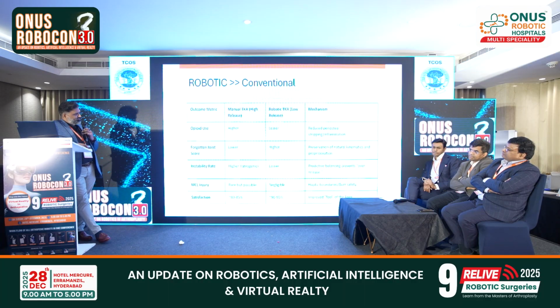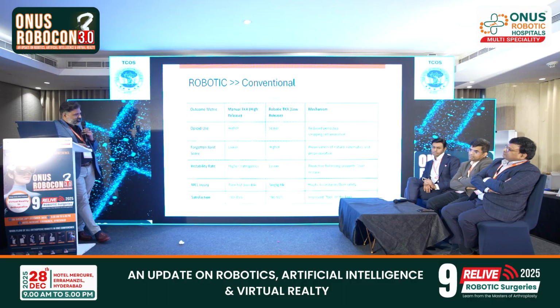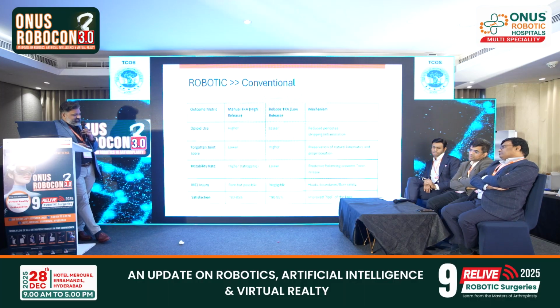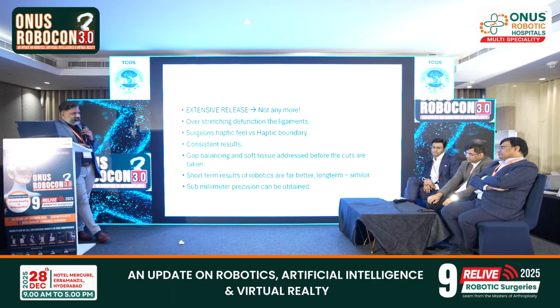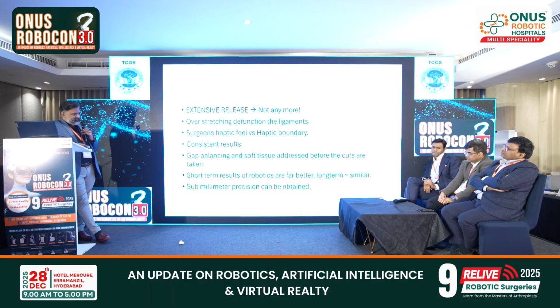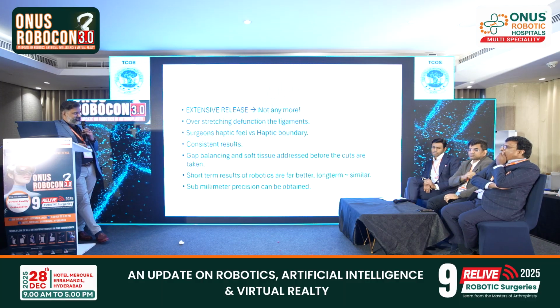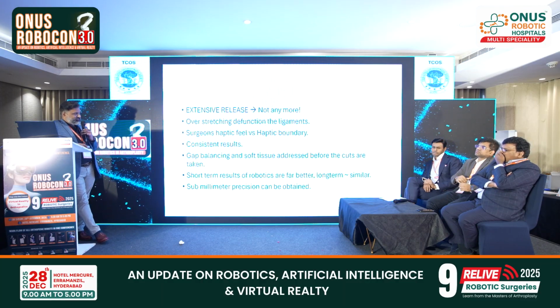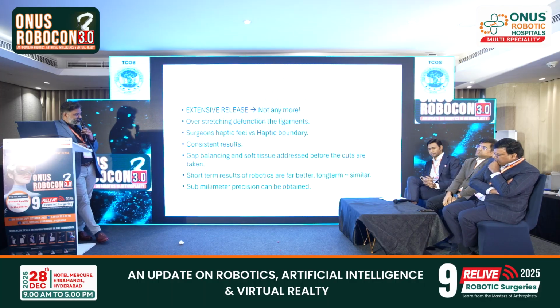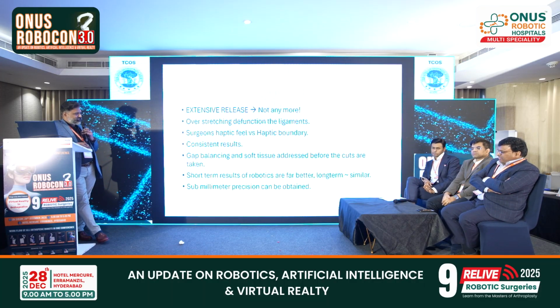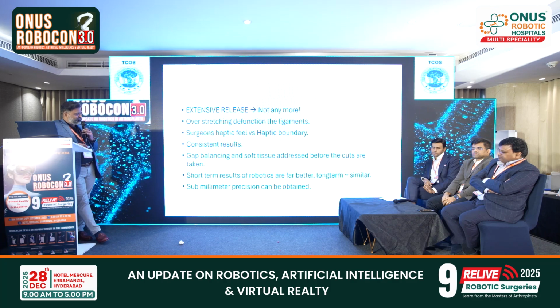Like, the opioid usage is lower in robotics, forgotten joint scores are higher, instability rate is lower, MCL injury is negligible, satisfaction rate is 90 to 95%. So, I would summarize, extensive release, probably not anymore with regards to when there is robotics. Overstretching can defunction the ligaments. Surgeon's haptic field versus haptic boundary is what we have been discussing. But the results are consistent. With the same amount of release, you can play around and get these excellent to good results.